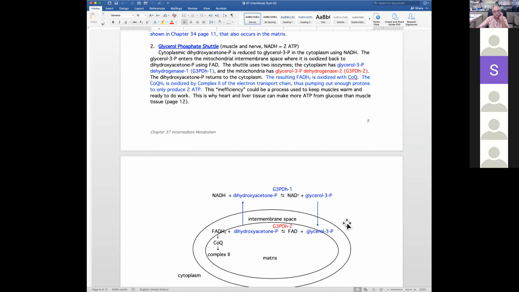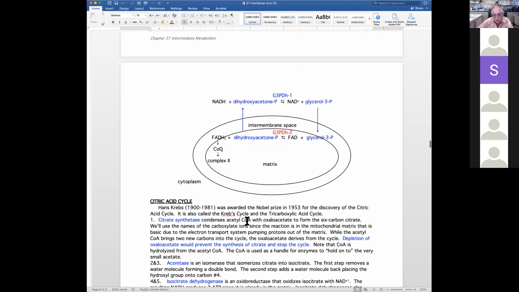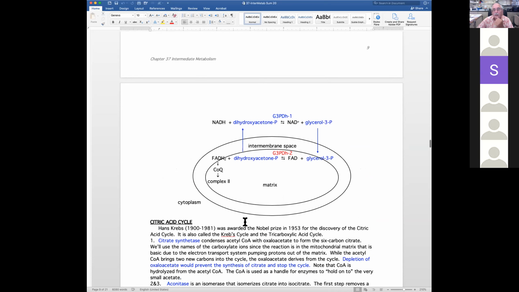So here's the other, less efficient way to get NADH from the cytoplasm into the matrix. Here you're using dihydroxyacetone phosphate, and you're reducing it to glycerol 3-phosphate. Well, the glycerol 3-phosphate can be brought in, and this is really kind of an antiport. You don't have to involve all these other different things over here. So you can see it's a more simple process.